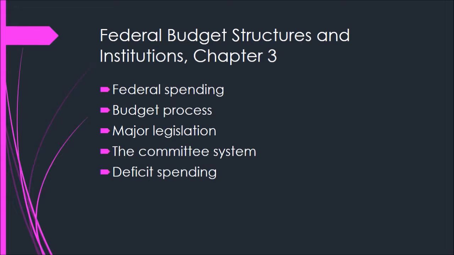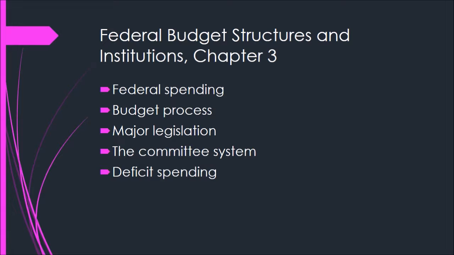Major legislation to control the federal process over time has included the Budget and Accounting Act of 1921, the Congressional Budget and Impoundment Control Act of 1974, the Balanced Budget and Emergency Deficit Control Act of 1985, the Budget Enforcement Act of 1990, the Statutory Pay-As-You-Go Act of 2010, and the Budget Control Act of 2011. As you can see, Congress has tried to control spending through legislation many times throughout its history, mostly to not very good solutions.